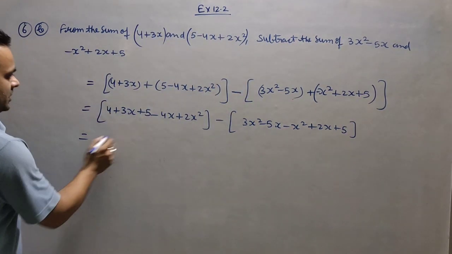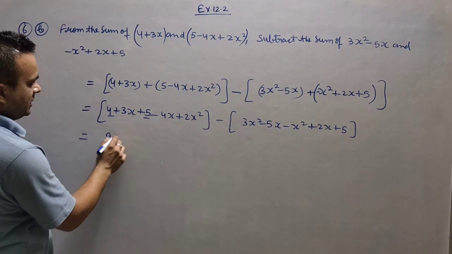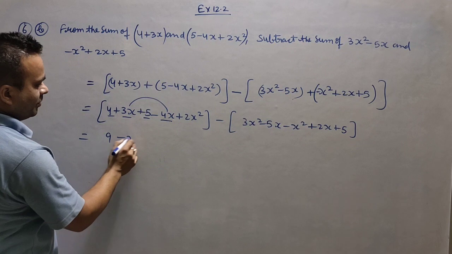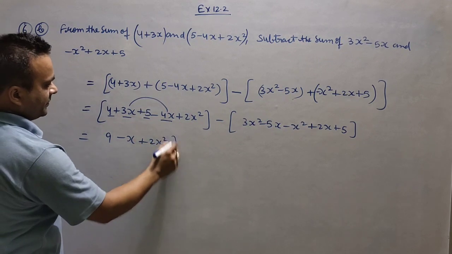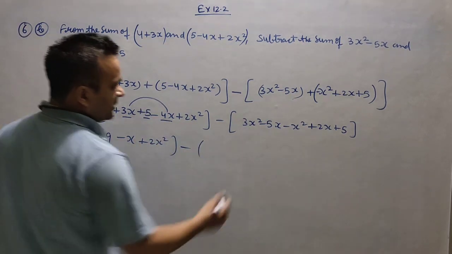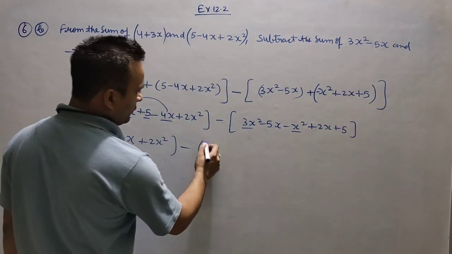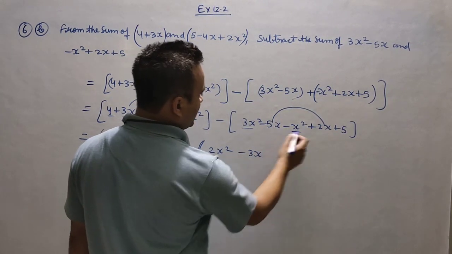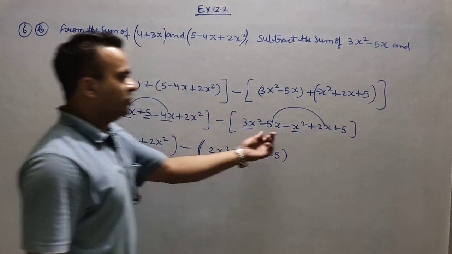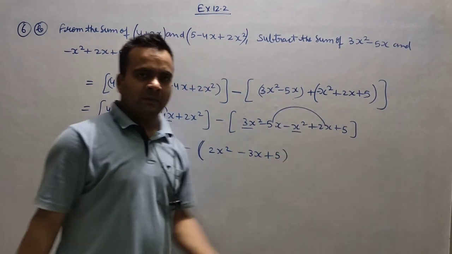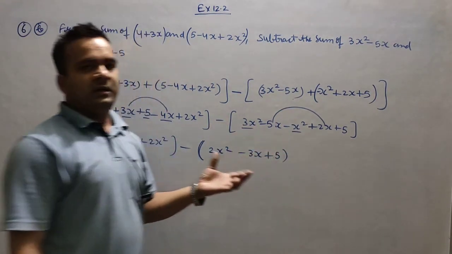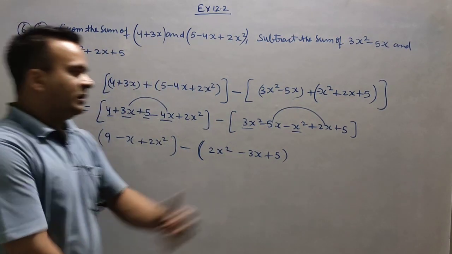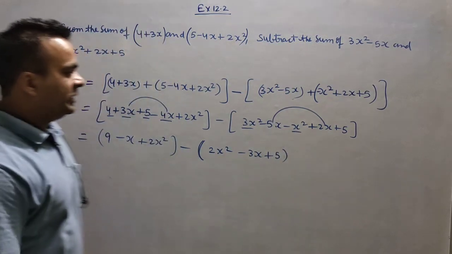Now you can see 4 plus 5, 9, 3x minus 4x will be minus x and plus 2x square. I am doing something directly here, and 3x square and minus x square, it will be 2x square, minus 5x plus 2x minus 3x, and plus 5 is left. I have not taken the like terms together, I am doing it directly. I think you should also do directly, because if you do these sums or practice more sums like this, finally you will be able to do it directly.